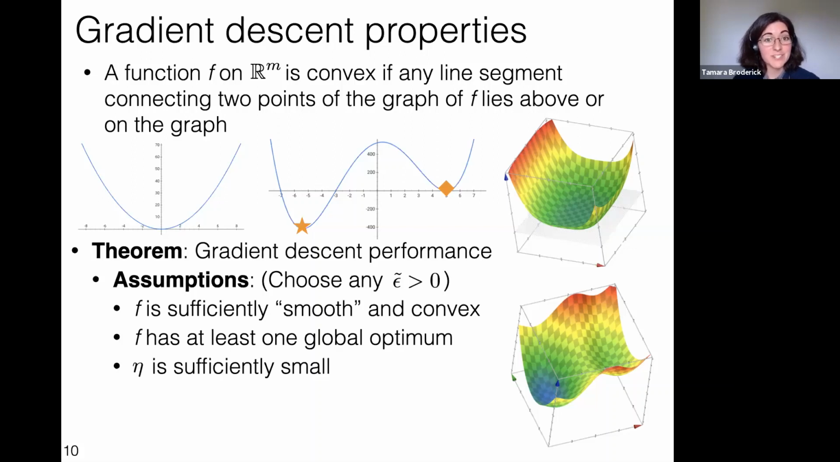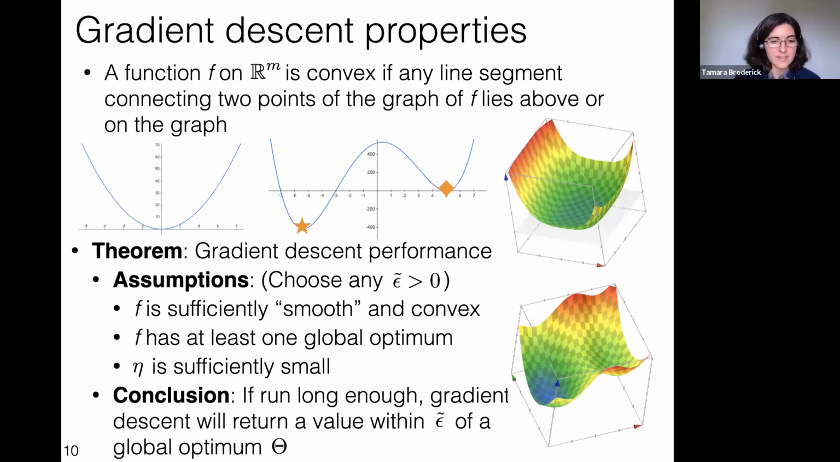Now, eta has to be sufficiently small. You're going to explore in your lab how a big eta can have big problems. But if it's sufficiently small, then this theorem will hold. That doesn't mean it'll hold quickly, but it means it will hold. Then if we run long enough, so if we don't cut off with our termination criteria too soon, then gradient descent will return a value as close as we want to the global optimum. That's what this epsilon tilde is saying. I can choose however close I want to be, and I can get that close, again, by running long enough.